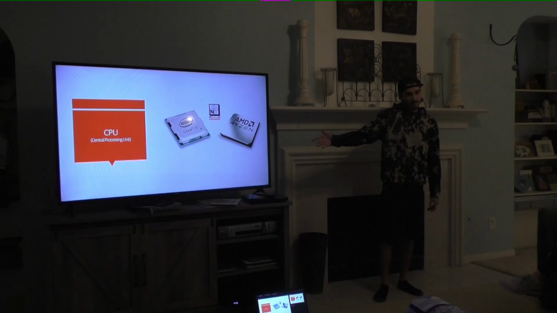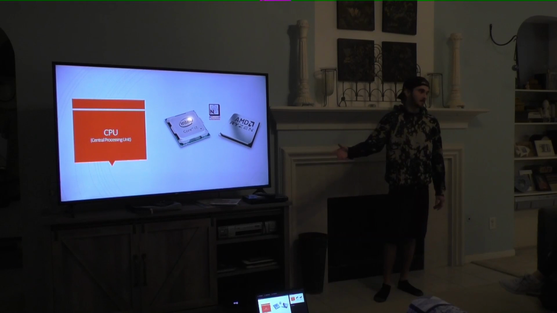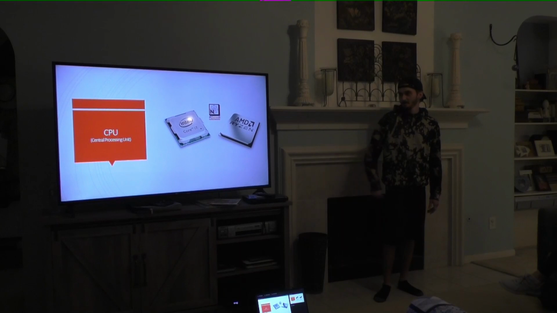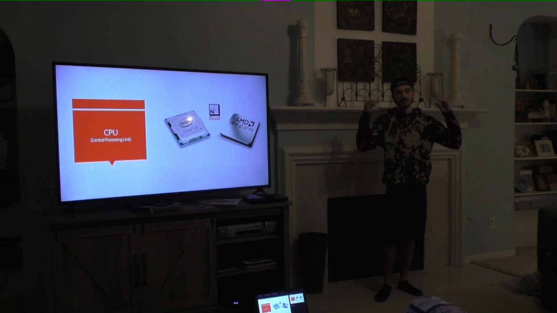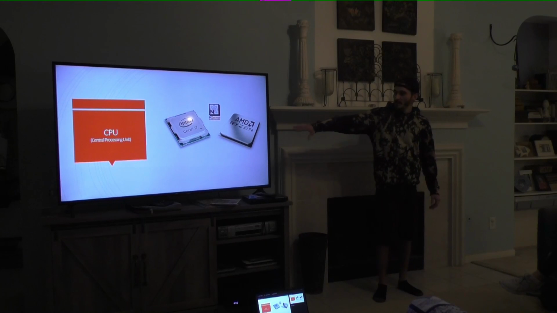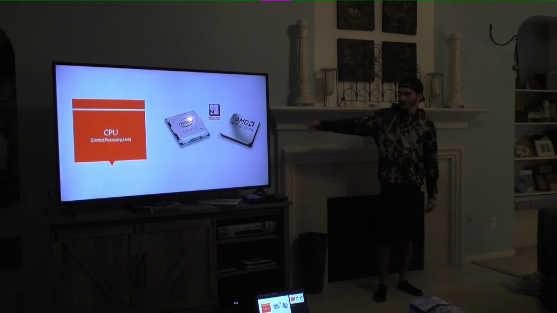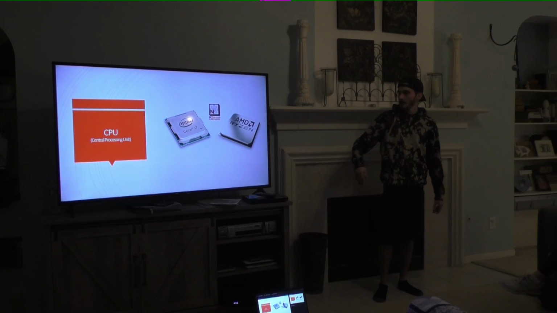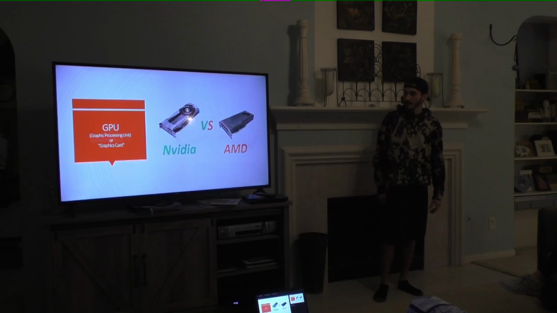Now the CPU, a lot of people like to say that this is the brain of the computer, but I don't agree with that. The computer itself is a brain, in my opinion, and the CPU is basically just, if you think about it, your brain works the way you think. This is what thinks for the computer, and it's what collects data and it sends it out, and basically this is what runs your applications.